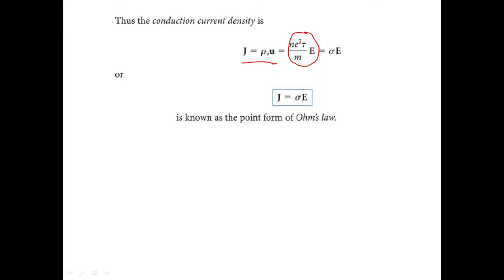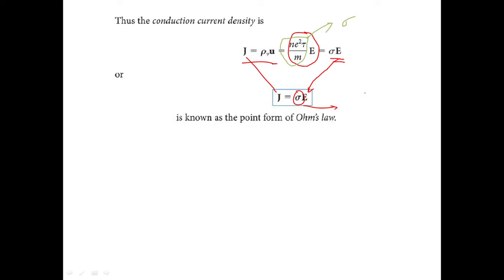Now this part, I'll take this as conductivity sigma. So it can be written as rho V into U, which is N E square tau by M into E, that is electric field intensity. So this part I'll take as sigma, that is conductivity. So we will get this equation, sigma into E. So now how can we write? J is equal to sigma into E. So this sigma is only when we have a conductor. There only can we define conductivity, right?